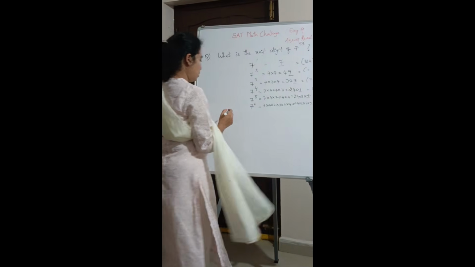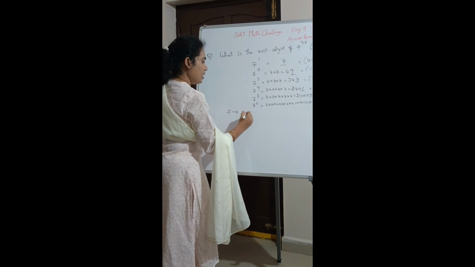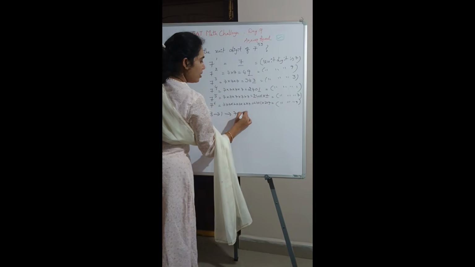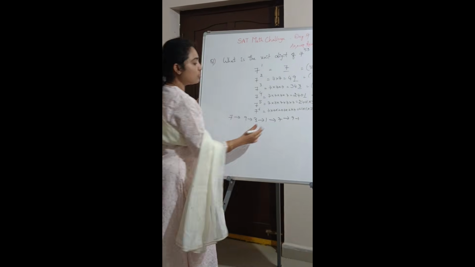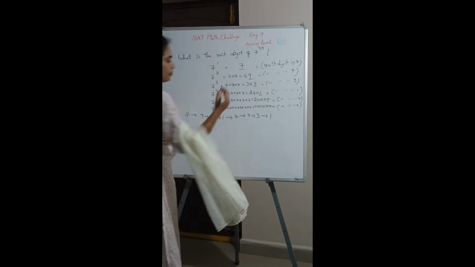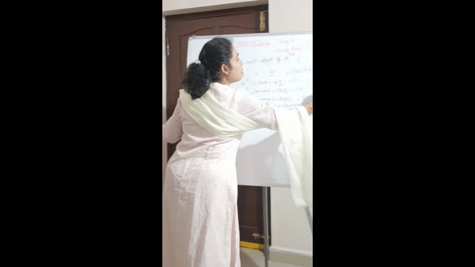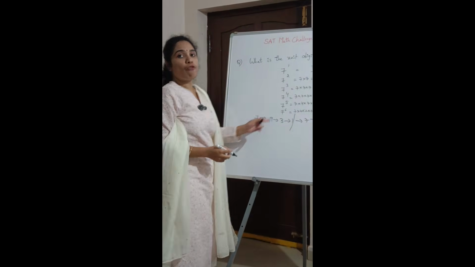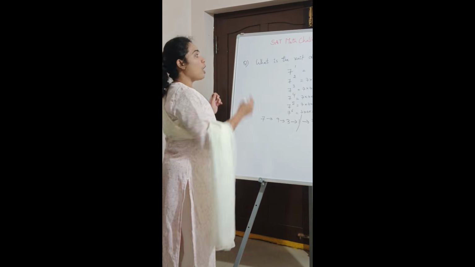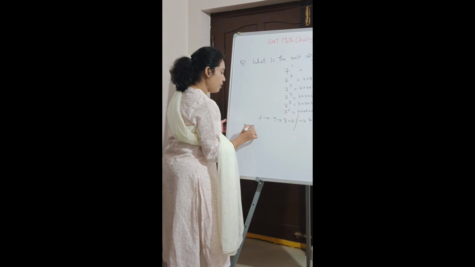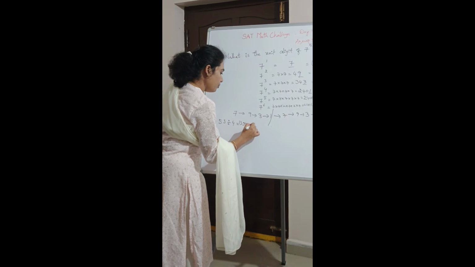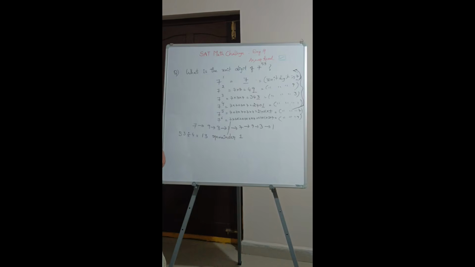Now check the pattern. We have 7, 9, next 3, 1, 7, 9, and the pattern repeats 3, 1. So if we observe, for the fourth cycle the pattern is repeating. So for every power of 4 the pattern is repeating. So now take the exponent 53 and divide by 4, which gives us 13 remainder 1.